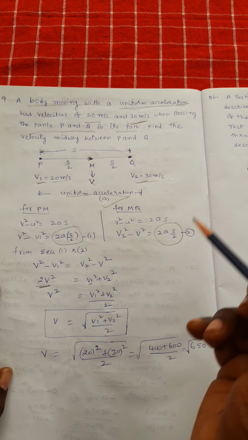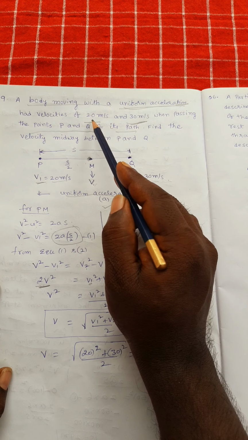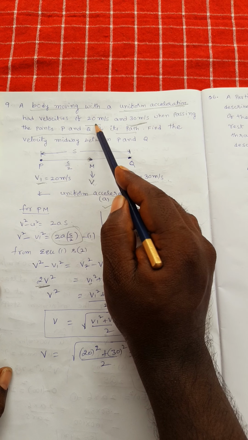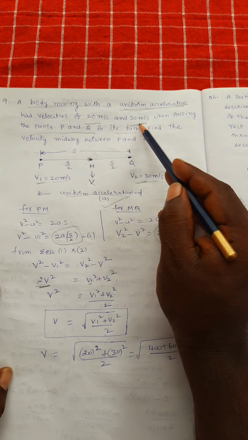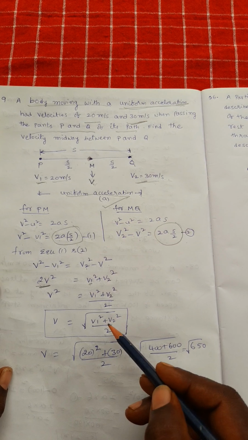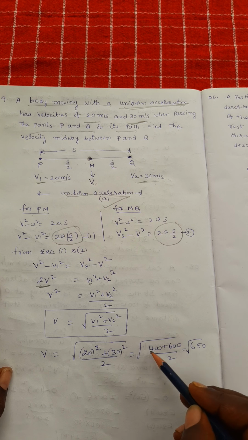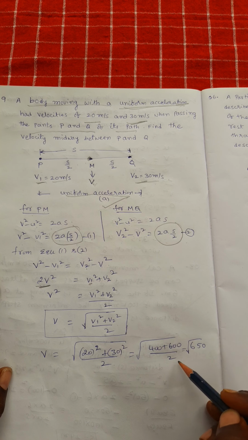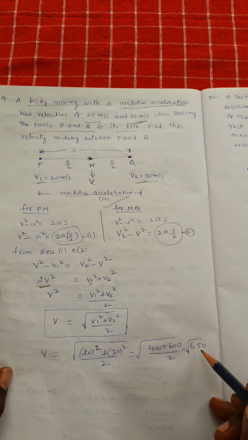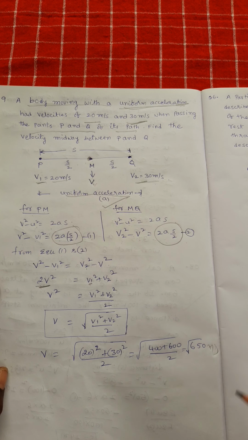Now if you come to the problem, velocity at P is given as 20 meter per second and at Q is given as 30 meter per second. Now V1 is 20 and V2 is 30. 20 square plus 30 square by 2, nothing but the square root of 400 plus 900 by 2, that is equal to the square root of 650 meter per second.